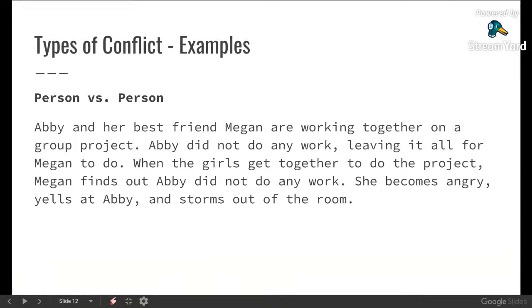Person versus person. Abby and her best friend Megan are working together on a group project. Abby did not do any work, leaving it all for Megan to do. When the girls get together to do the project, Megan finds out Abby did not do any work. She becomes angry, yells at Abby, and storms out of the room.